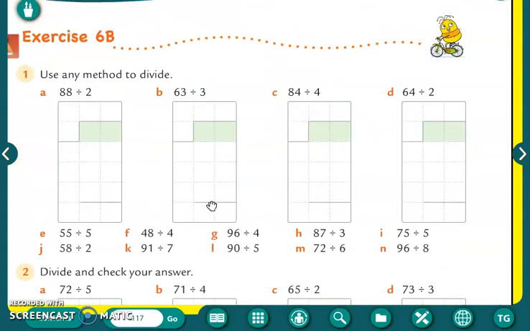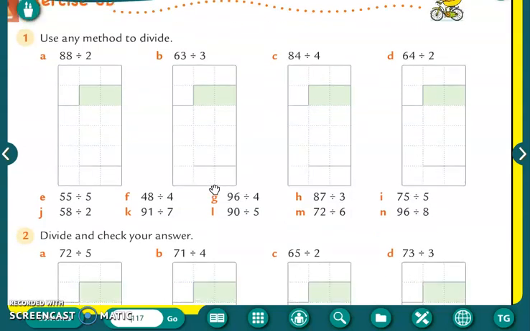So today you have to complete exercise 6B, and I hope all of you understood this. If you have any doubt you can ask me, but try to do it by yourself, and I will send the answers for this exercise in a PDF, so you can check your answers with the PDF. But firstly, just try to do this sum by yourself.